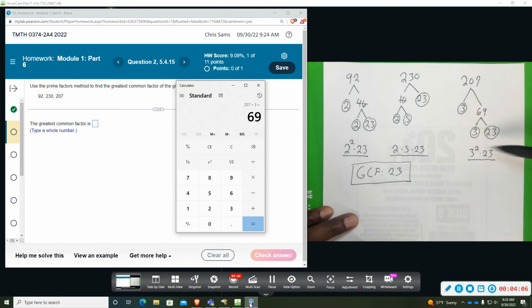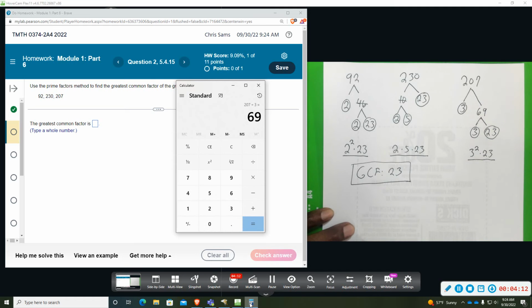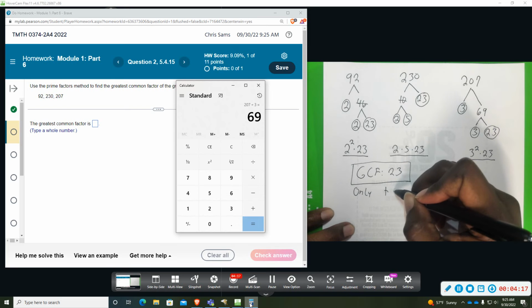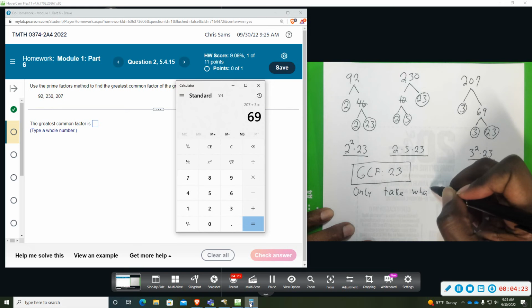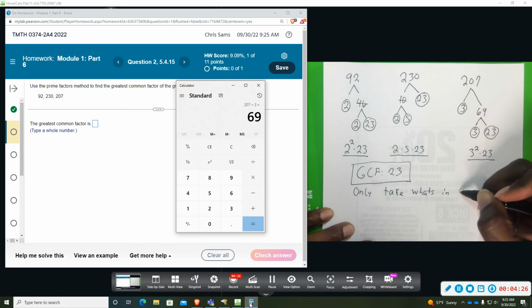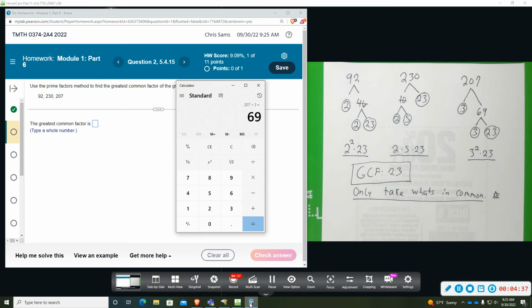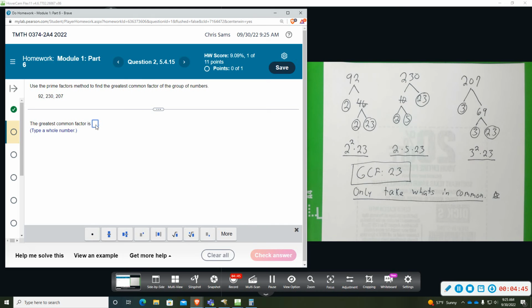So it doesn't matter the other numbers when you're doing greatest common factor. Greatest common factor is only going to take what they have in common. Now that's important to remember, because when you do least common multiple, it will be different. So the greatest common factor here is 23. I would not have been able to figure that out if I was trying to do the box method. 23 would have not come to mind.